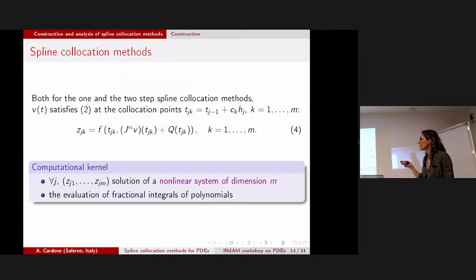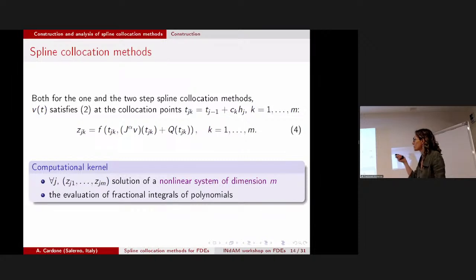And so we come to a nonlinear system of dimension n to be solved at each time interval. And the same computational cost is required both for the one-step and two-step collocation methods. So they have the same computational cost, apart from a starting procedure, which is necessary for the two-step collocation methods.